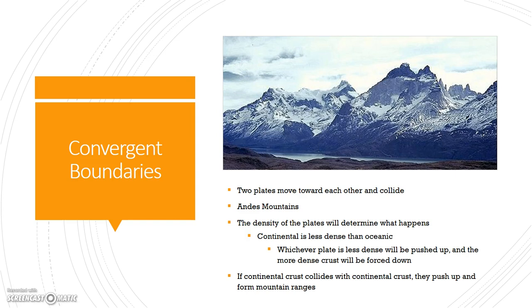So if oceanic crust collides with a continental crust, the continental crust gets pushed down and you get an ocean ridge. If oceanic hits oceanic, they basically will just sit there and you get a rift valley. If continental meets continental, and this is the one that I want you to make sure you remember, they push up and they form mountain ranges. So here we have two plates that collided that formed a mountain range.